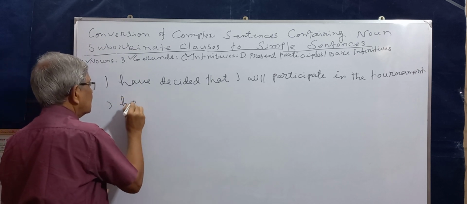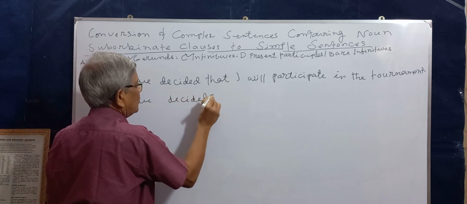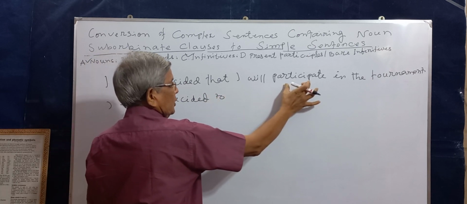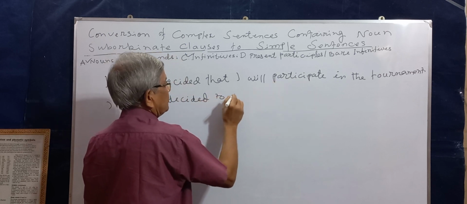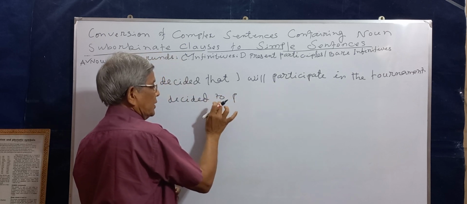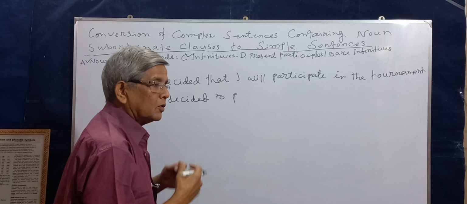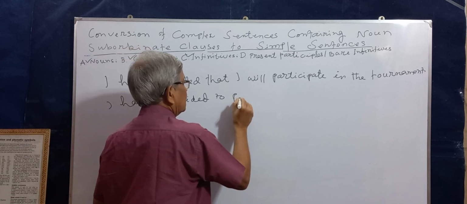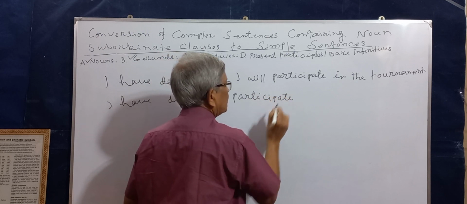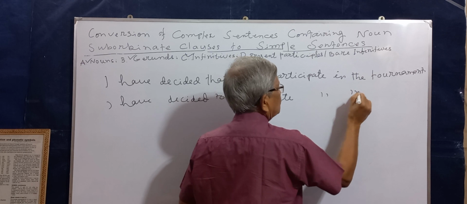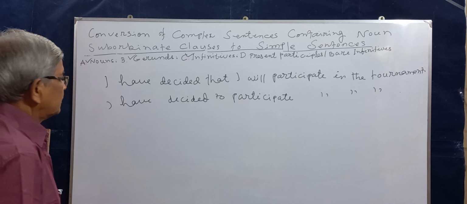I have decided to participate. The infinitive of participate is to participate, the to infinitive. When there is the preposition to in front of the base form, it is called to infinitive, or commonly simply infinitive. Participate in the tournament. I have decided to participate in the tournament.